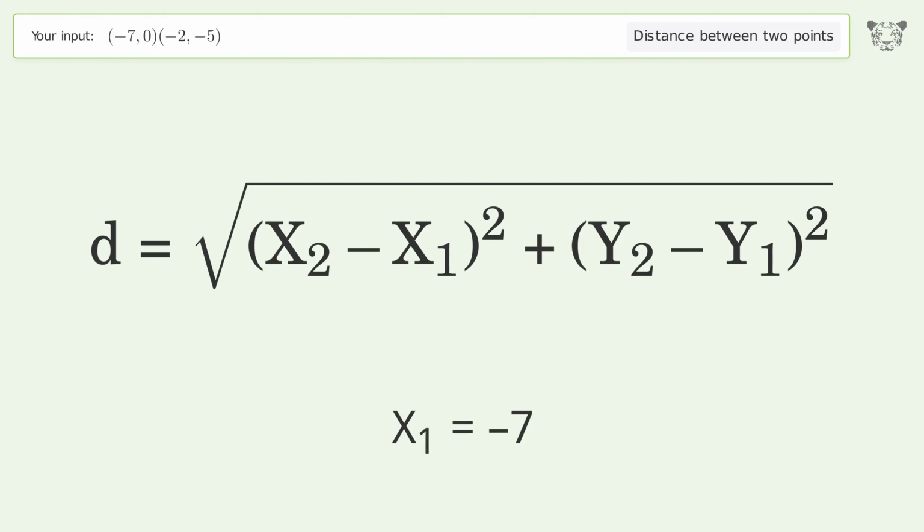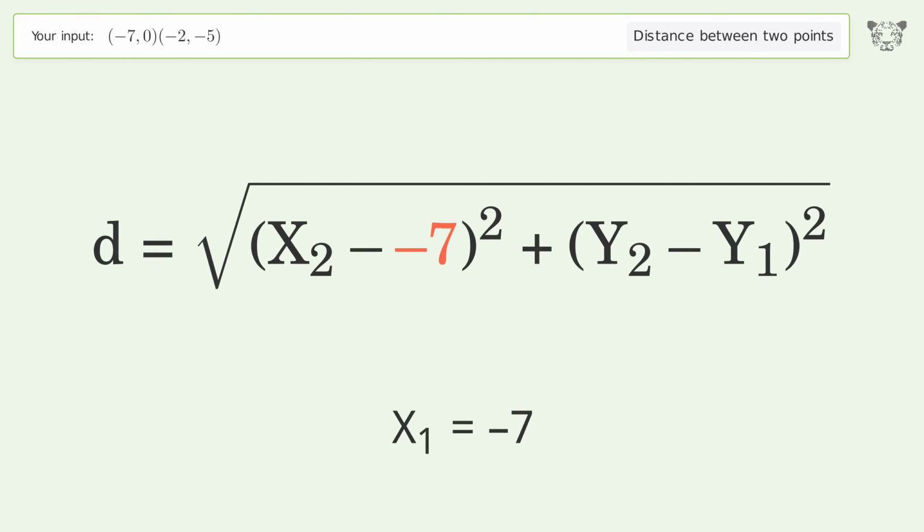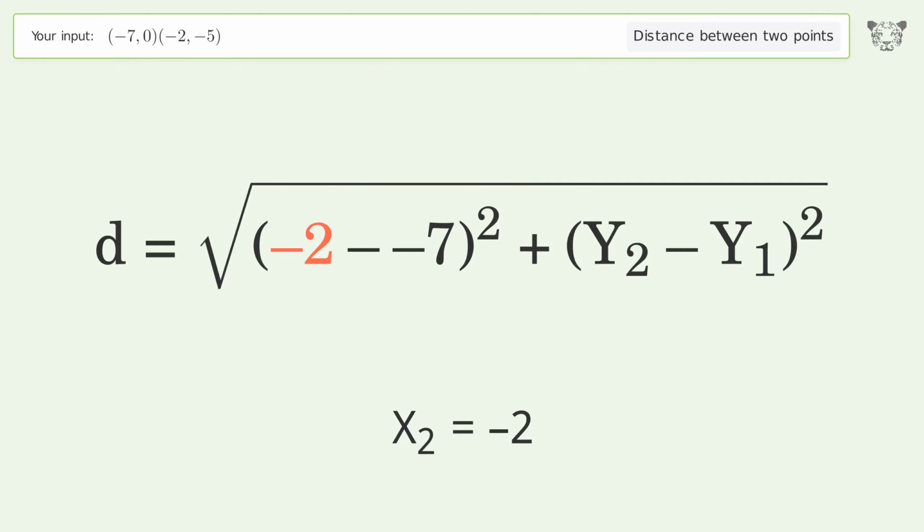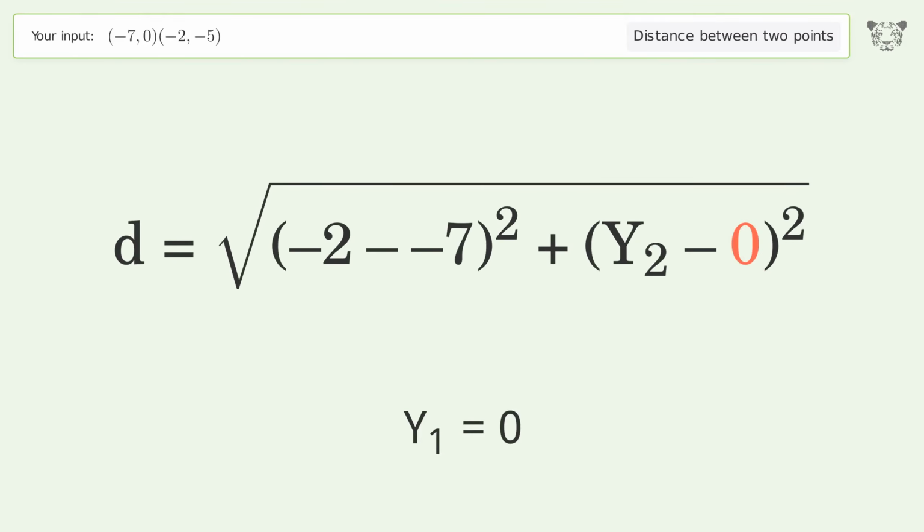x1 equals -7. x2 equals -2. y1 equals 0. y2 equals -5.